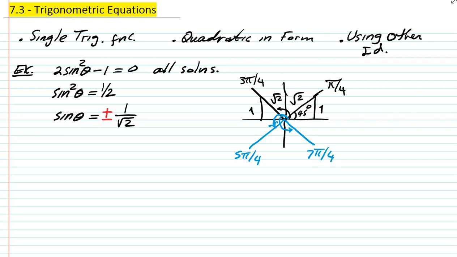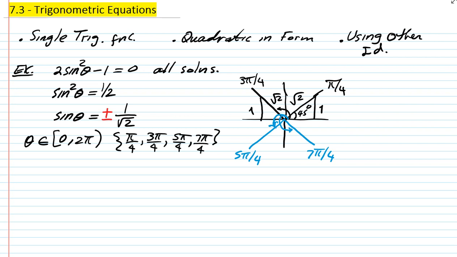So how are we going to write the solution for this one? If I wanted 0 to 2 pi, it's going to be easy, right? If theta is in 0 to 2 pi, then the solution is pi over 4, 3 pi over 4, 5 pi over 4, and 7 pi over 4. Correct? But if I want all solutions, which was my initial intent, then I can think as such.